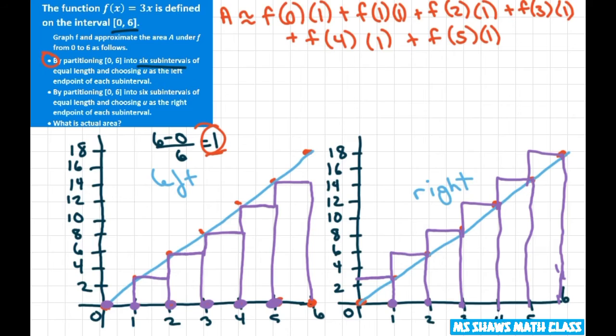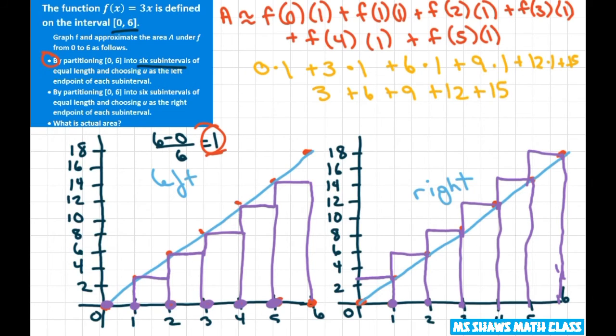All right. Now, when you evaluate this, you're going to get 0 times 1 plus 3 times 1 plus 6 times 1 plus 9 times 1 plus 12 times 1 plus 15 times 1. So basically it's just 3 plus 6 plus 9 plus 12 plus 15, and that equals 45.